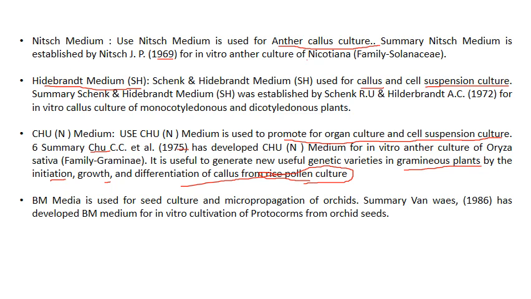Next is BM medium. This is used for seed culture and micropropagation of orchids. Remember, BM medium is mainly used for orchid seed propagation. It was developed by Van Waes in 1986 for in vitro cultivation of protocorms from orchid seeds.